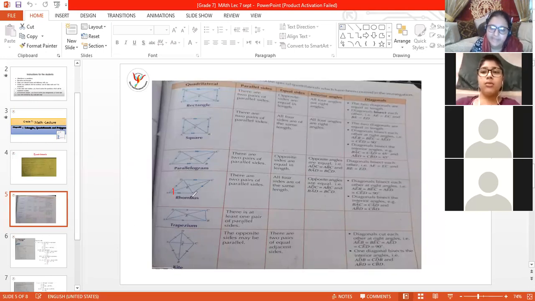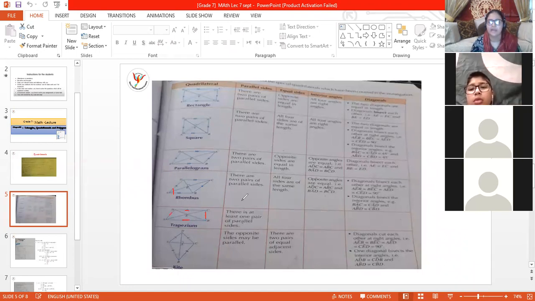The fifth one is the trapezium. What is a trapezium? In a trapezium, there is only one property, which is that there is at least one pair of parallel sides. No side is equal in length. There must be at least one pair of parallel sides, maybe this pair or maybe this pair. Only one pair of parallel sides, right?